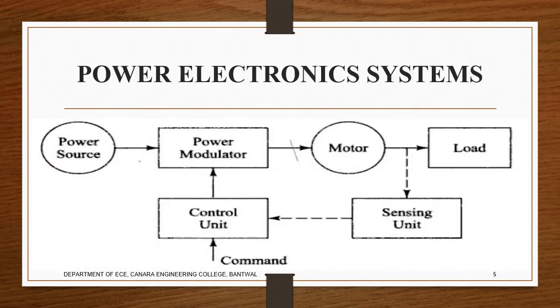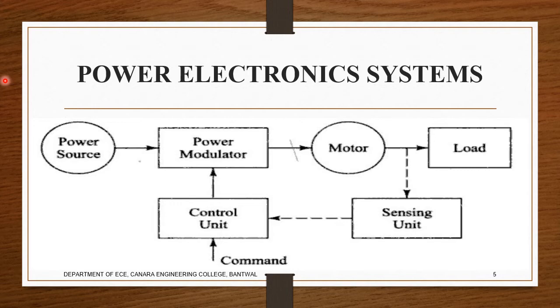So here is what we need to think of as the basic power electronic system: a power source, a power modulator, a motor or load, then the sensing unit and the control unit, which is controlled by the command we give.